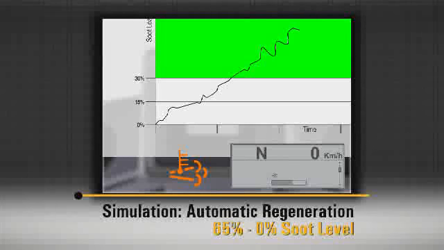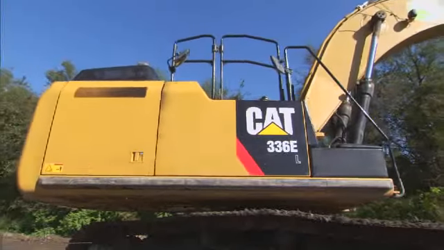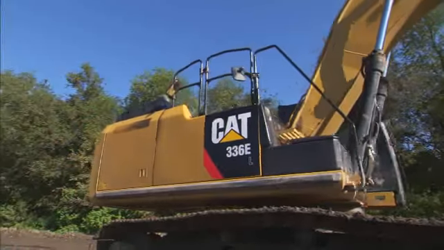The soot gauge and the chart both reset from a 65% soot load to 0% after a complete regeneration. When the regeneration cycle is completed, the Regen active lamp turns off. Keep in mind that regeneration raises the temperature of the clean emissions module near the engine.